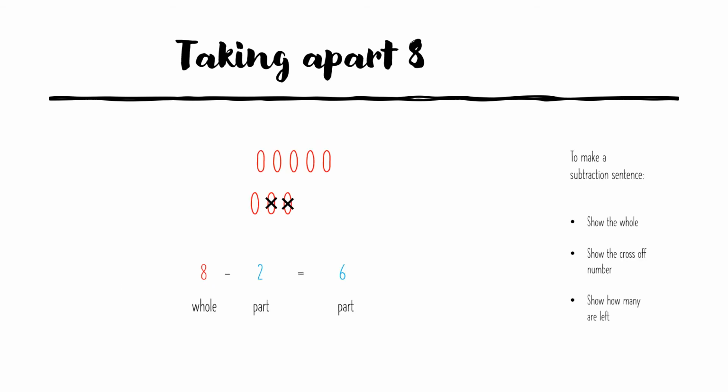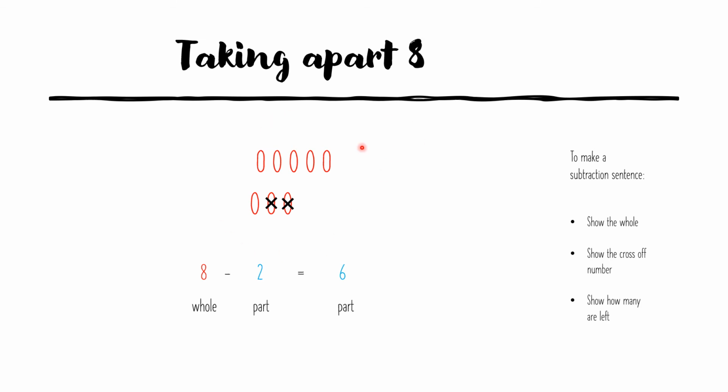Kindergarten, remember that when we're writing or making a subtraction sentence or equation, we want to make sure that we have a number that represents the whole. We want to make sure that we also have a number that represents our crossout, or the amount of circles that we took away. And then finally, we want a number that shows how many circles were left. Let's look again at our drawing.